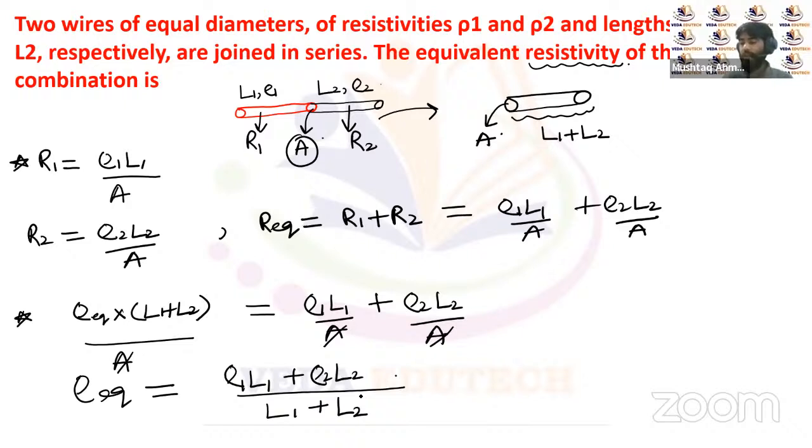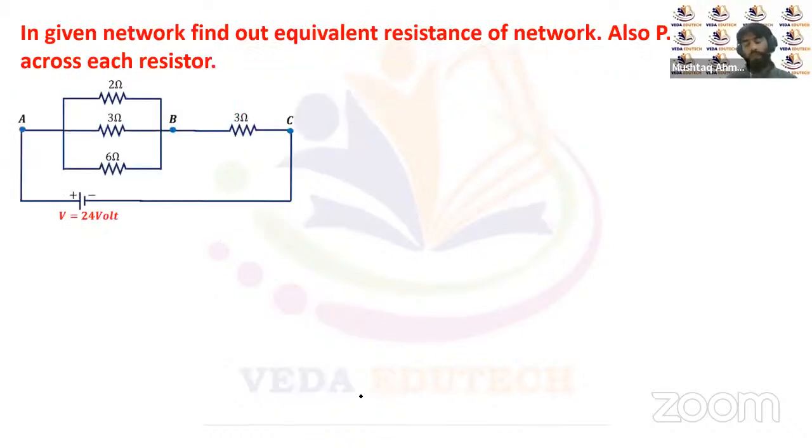So this will be the equivalent resistance or the equivalent resistivity for both the circuits, right? So let's move forward for further questions. Let's discuss more questions with respect to these combinations. We have another circuit here.